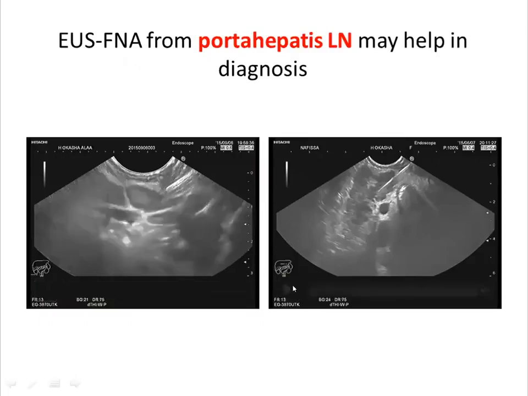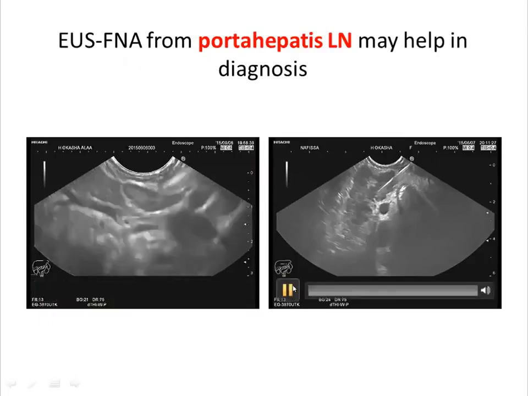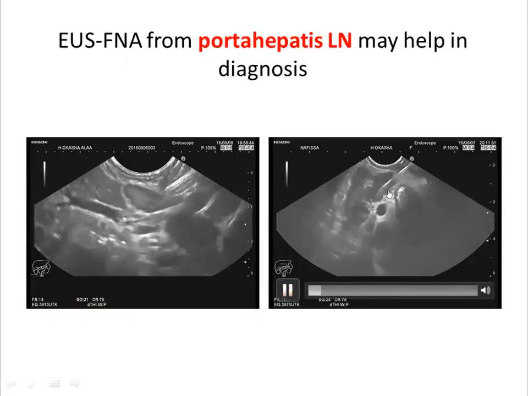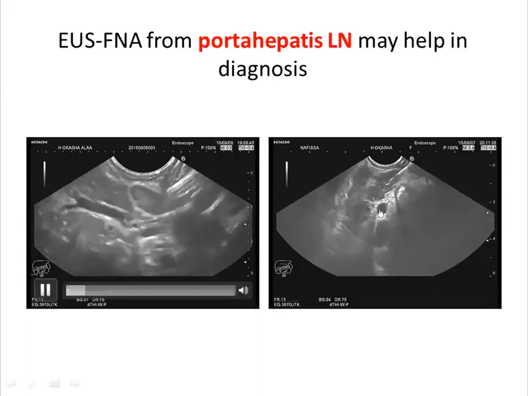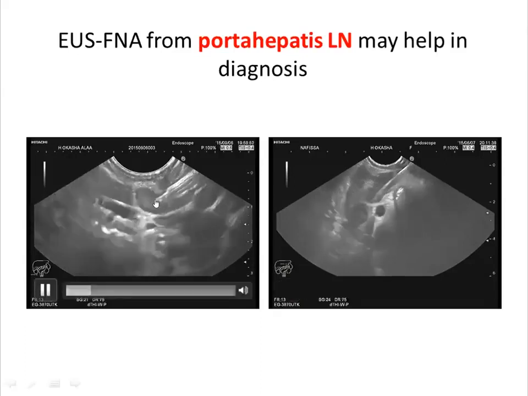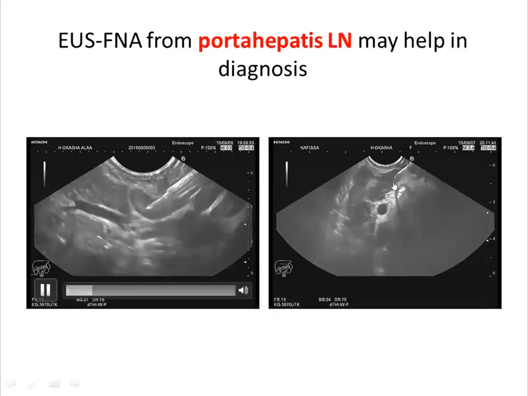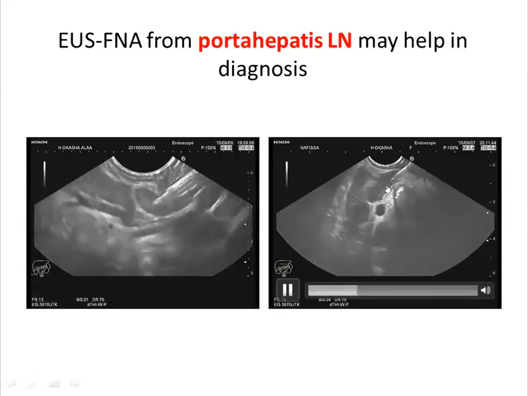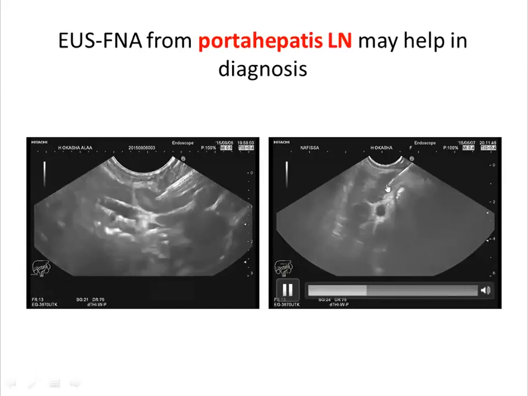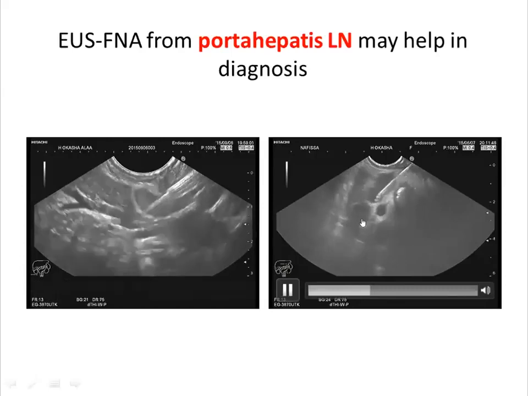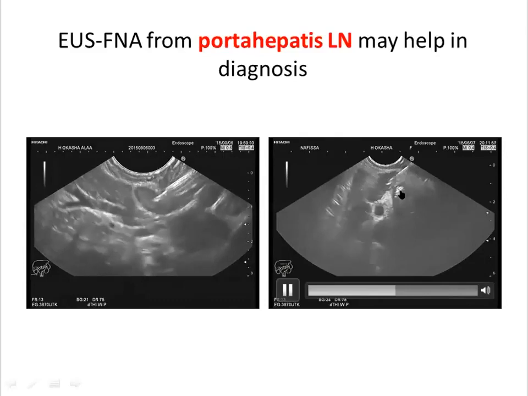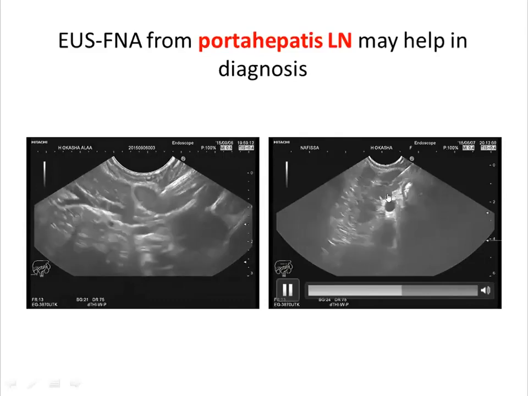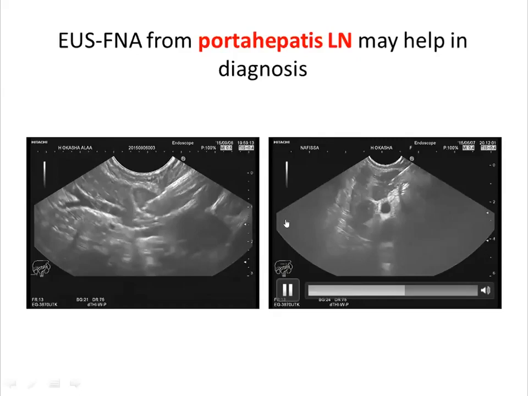Here we can do EUS-FNA of the porta hepatis lymph node in the two cases. This is very near to the echo endoscope, with no intervening structure. This case proved to have a benign lymph node, but this case proved to have a malignant porta hepatis lymph node. So these patients surely have a malignant hilar stricture, Klatskin tumor, proximal cholangiocarcinoma. So sampling of a nearby lymph node may give indirect evidence of malignancy.